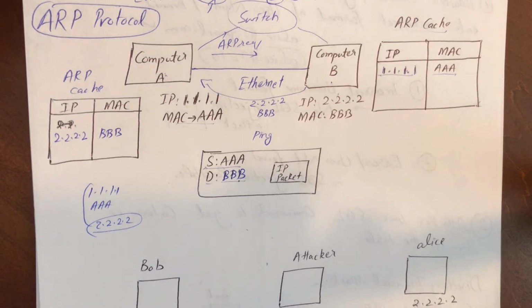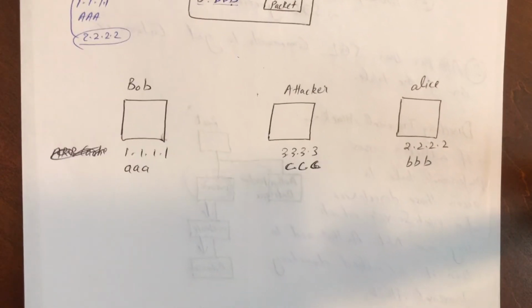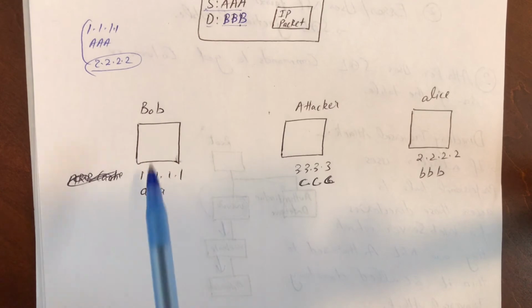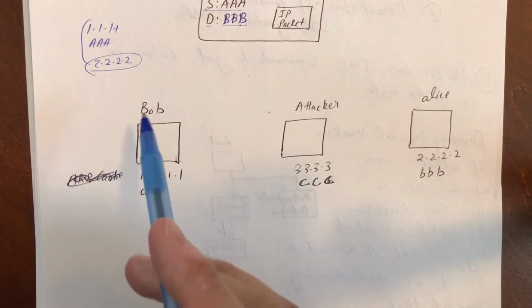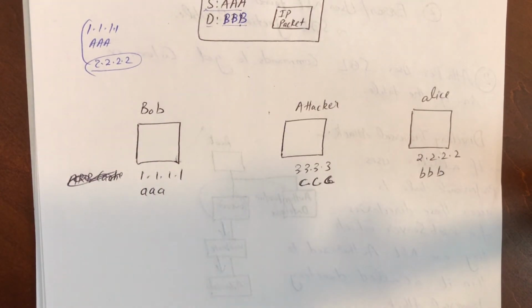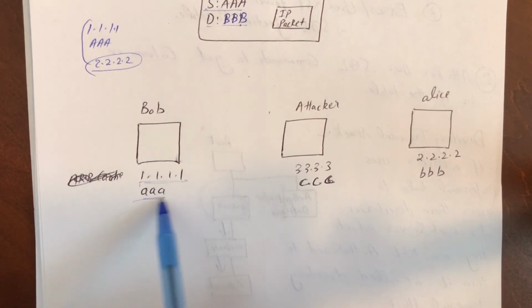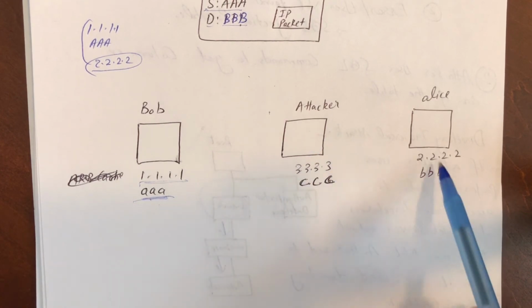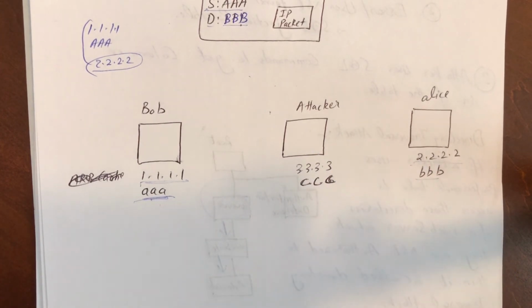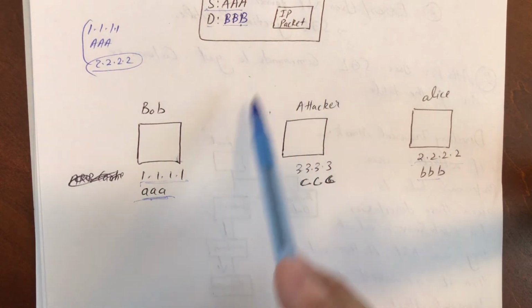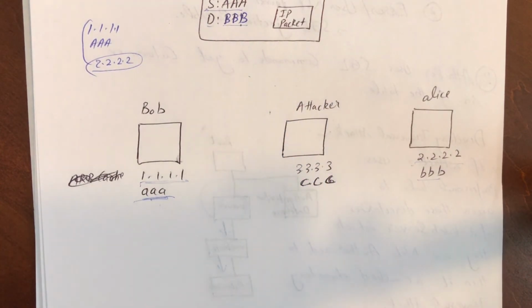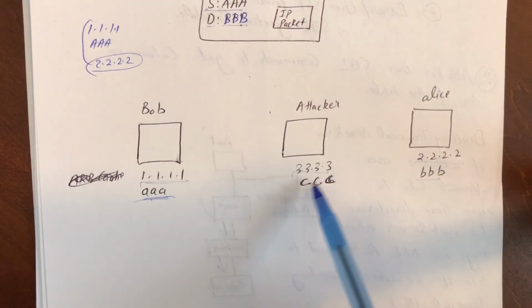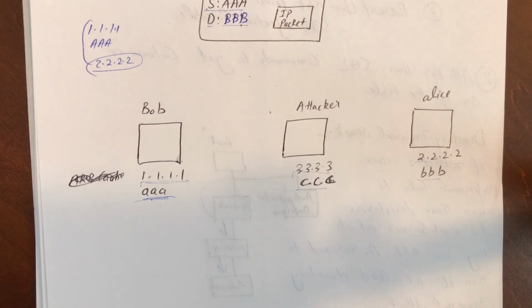Okay. Now, what is ARP poisoning in that case? Let's say this is, for example, computer Bob, and this is Alice. So Bob and Alice, this is the IP address of Bob, this is the MAC address of Bob, and this is Alice's IP address and Alice's MAC address. We also have an attacker in the network. This is the attacker's IP address, and that's the attacker's MAC address. So now let's see what's going to happen.